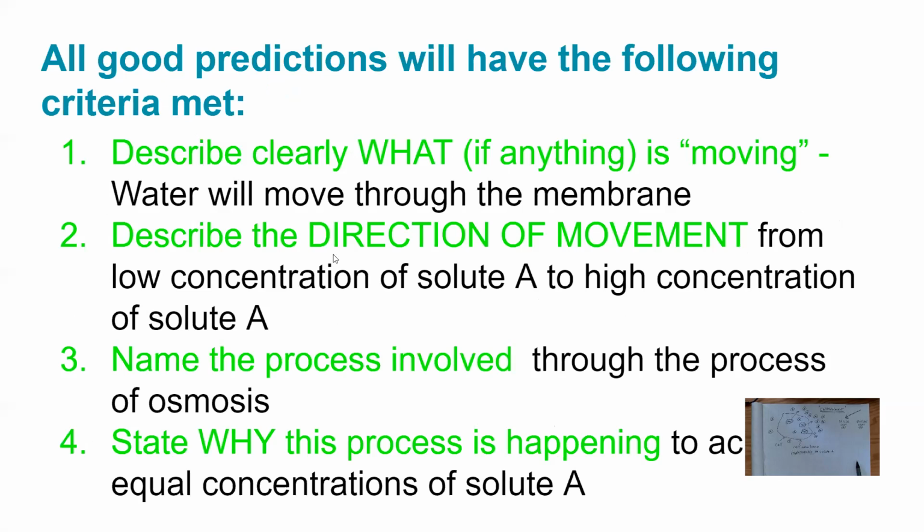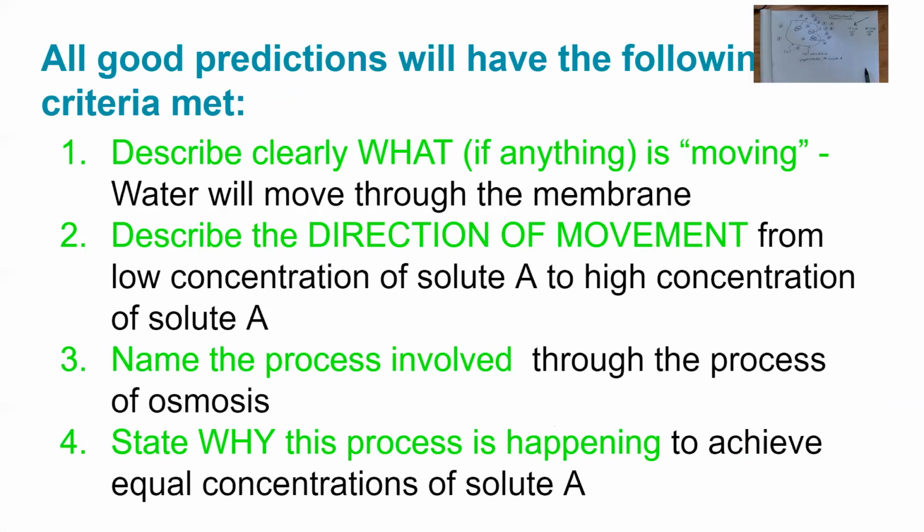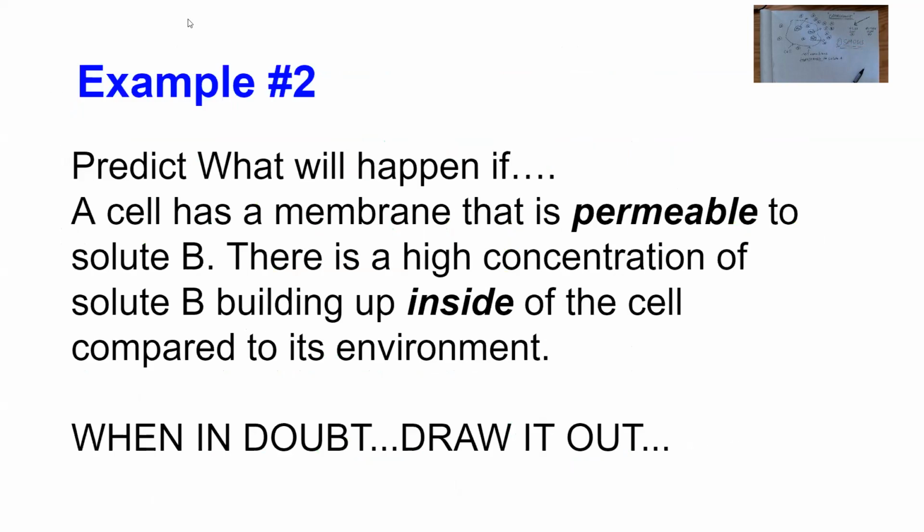Now, when you're hitting criteria number 2, you can describe it by concentration of the solutes, or you can describe it by placement in the environment or relative to the cell, that type of thing. The third criteria, I named the process. I told you it's happening through osmosis. And I told you why it's happening. It's happening because there's a higher concentration outside the cell, and the cell membrane is impermeable to solute A, so there has to be equilibrium through a different way.